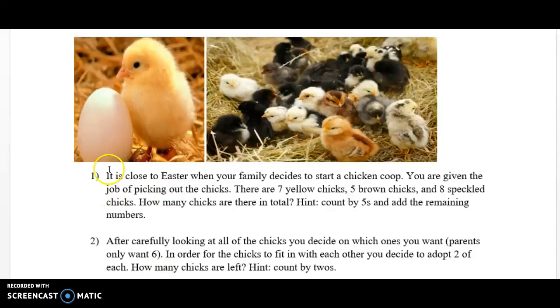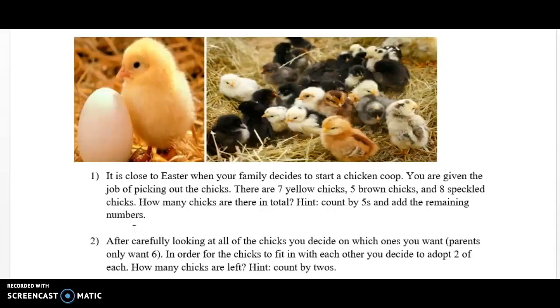So for the first one, you're given 7 yellow chicks, 5 brown chicks, and 8 speckled chicks. You're supposed to find out how many chicks there are in total, counting by 5 and adding the remaining numbers. So I had 2 people solve for this problem, and it was rather simple. They were able to just add them all together and give the exact number, which was 20.